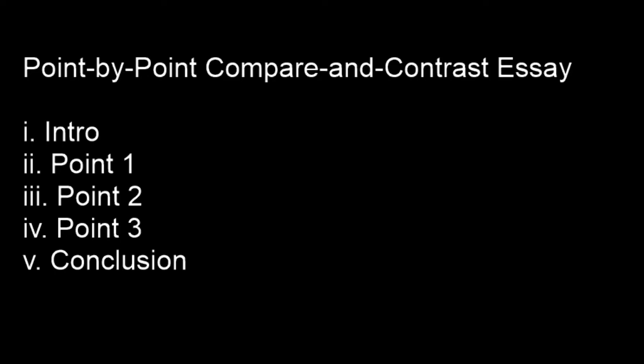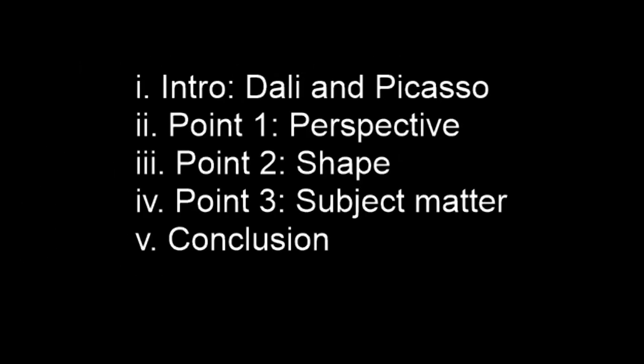To give you an example, filling in this outline, my first point in my first body paragraph, I'm going to talk about perspective and the way that Dali and Picasso each use perspective in their paintings. And then I will talk about how they each use shapes. And then I will talk about their subject matter. I could do another one if I wanted to. I could talk about color. Those tend to be the most important areas of art for talking about art. Perspective, shape, color, subject matter.